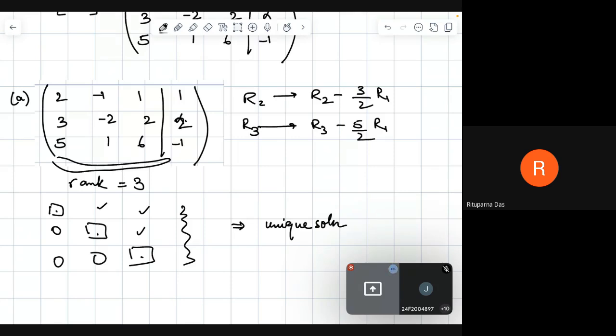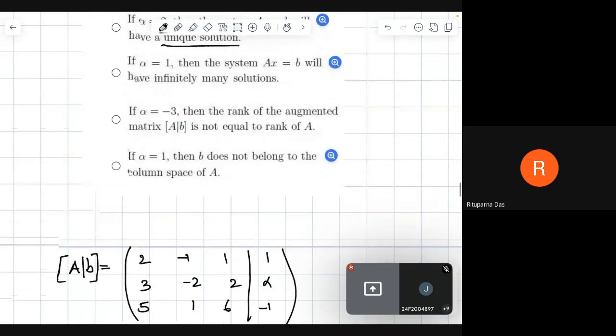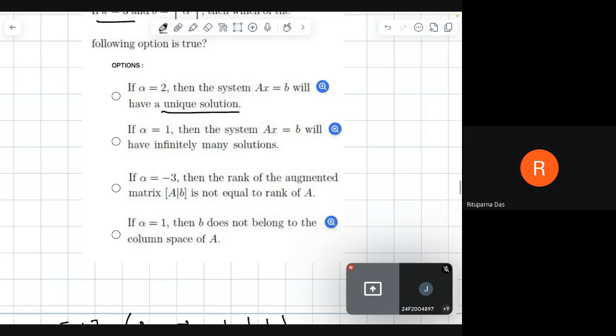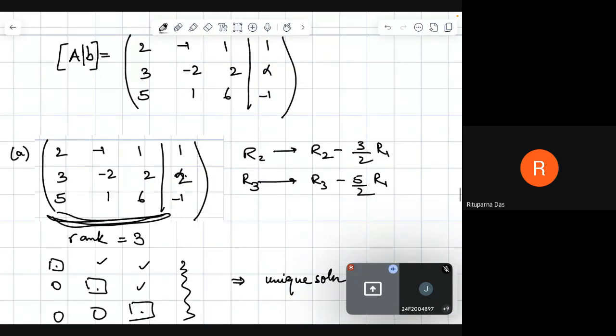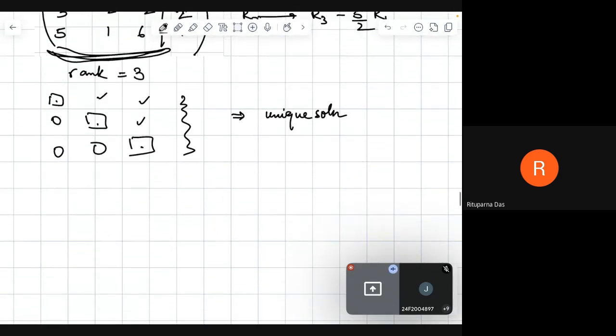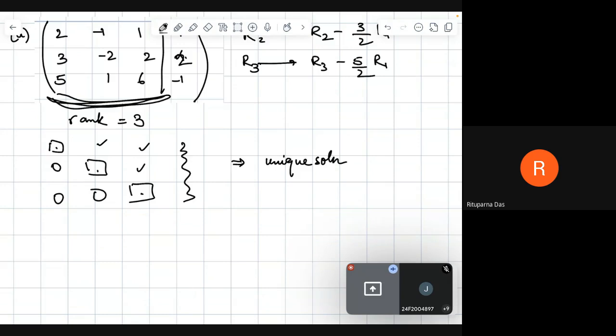So I think I can leave the calculation to you. All you have to do is apply elementary row operation on this matrix and see if this particular part gets rank 3. If you get rank 3, then you get unique solution, and if not, then you will not. Since I've done this before, you'll get unique solution. You can check using calculation here. We have to cover other questions also, that's why I'm leaving the calculation to you.